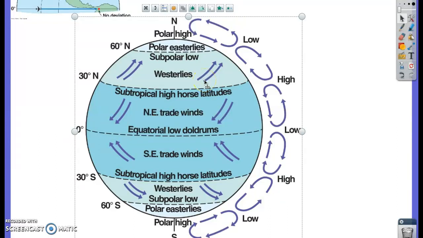And then you have westerlies, which are also good, and then you have a low up here and the polar easterlies at each end. All right, and that just kind of gives you an idea. You need to know where these are located, what they're called, what direction they go, and be able to label that if you can. All right, and that's it for Chapter 30.